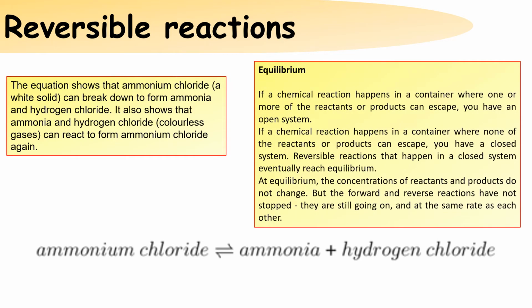If a chemical reaction happens in a container where one or more of the reactants or products can escape, you have an open system. If a chemical reaction happens in a container where none of the products can escape, then you have a closed system. Reversible reactions that happen in a closed system eventually reach equilibrium. At equilibrium, the concentration of reactants and products do not change, but the forward reaction rate is the same as the backward reaction rate.